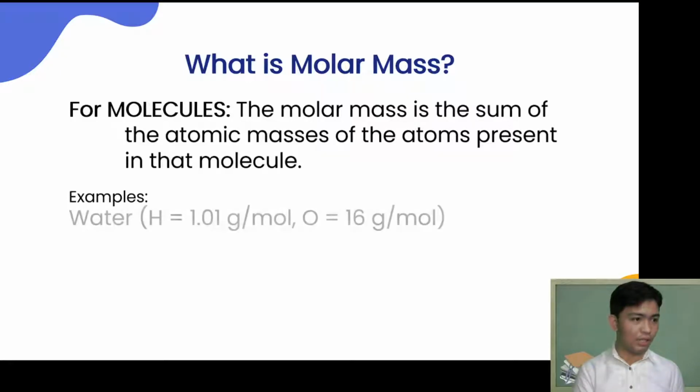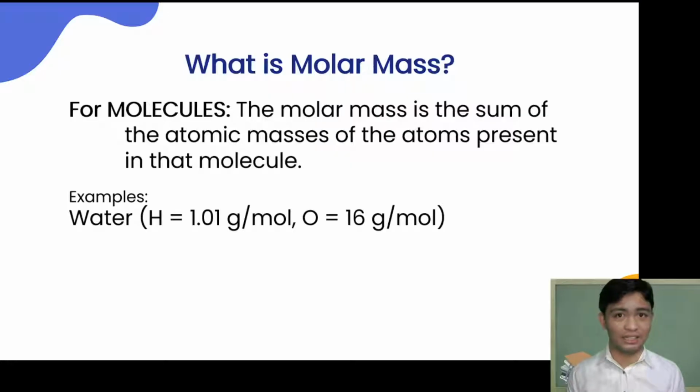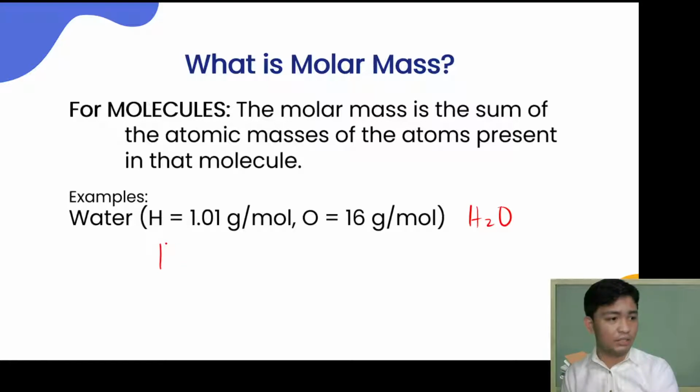Bigyan ko kayo ng example. Let's say, for instance, water. Ano yung chemical formula ng water? H2O. Diba? So you have 2 hydrogen atoms and 1 oxygen atom. So basically, what you do here is that you add the molar masses of the atoms present here. Hindi lang basta i-add, kung ilan din, you consider mo din kung ilan yung atoms na nandun. So for instance, ilista natin yung hydrogen, H2O, meron kang 2.